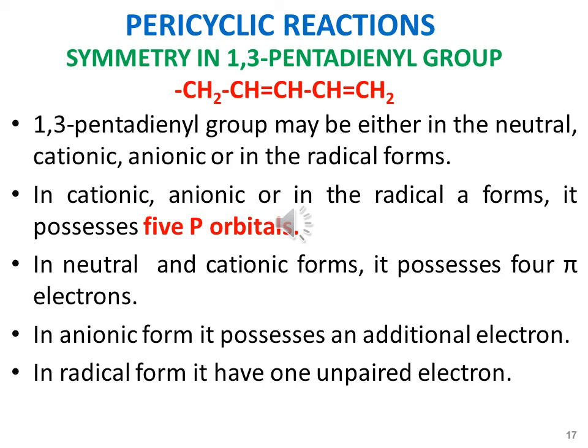Now we are going to discuss the symmetry and the HOMO-LUMO orbitals of the 1,3-pentadienyl group. The chemical representation of the 1,3-pentadienyl group is shown on the top of this slide in red color. The 1,3-pentadienyl group may be in the neutral, cationic, anionic or radical form. In cationic, anionic or radical form, it possesses 5 p orbitals. In neutral and cationic form, it possesses 4 pi electrons. In anionic form, it possesses an additional electron, and in radical form, it has 1 unpaired electron.